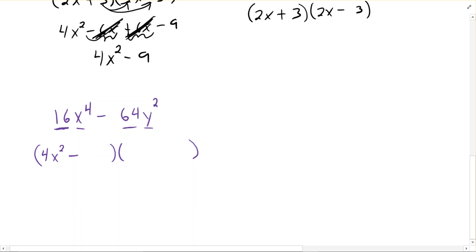And then I'm going to look at this and say, okay, 64, the square root of 64 is 8. And now the square root of y squared is just y. And now I've got the same thing over here. It's also going to be 4x squared, but the only difference is it's going to be plus 8y. I guess that's not a difference. That's an adding. Sorry, that was a bad math joke.